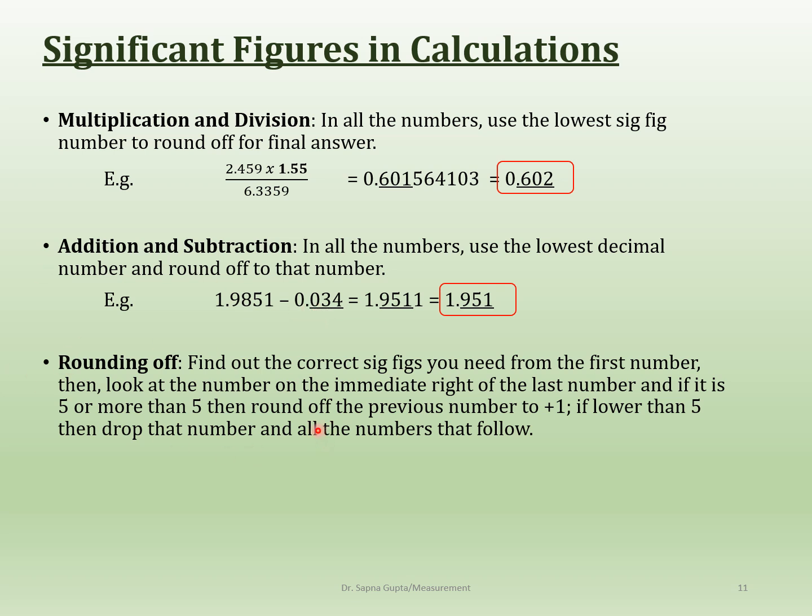Now rounding off, here we keep it simple. Look at the number next to wherever you need to round off. So if you need to round off at 3 sig figs, you look at the 4th digit and see, is it 5 or more than 5? If it is 5 or more than 5, then you add 1 to the number on the left. If it is less than 5, then you just drop it. That's it. That is how you do the rounding off. I don't think you will have any trouble with rounding off. If you do, just let me know, send me a message.